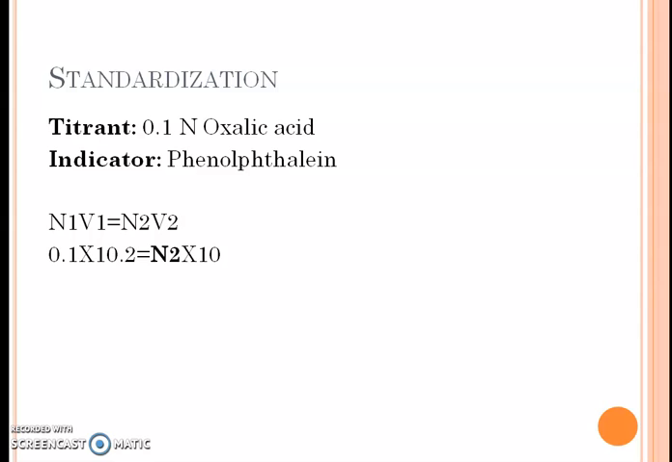Now we know the normality of oxalic acid. We can note down the burette reading, that is how much ml of oxalic acid has reacted with the NaOH. Suppose it is 10.2 ml. And of our sample NaOH we have taken 10 ml. So by keeping all the values we can calculate the normality of NaOH.